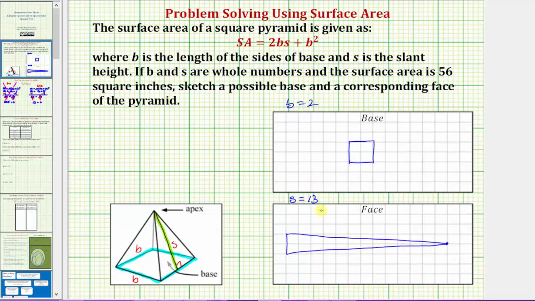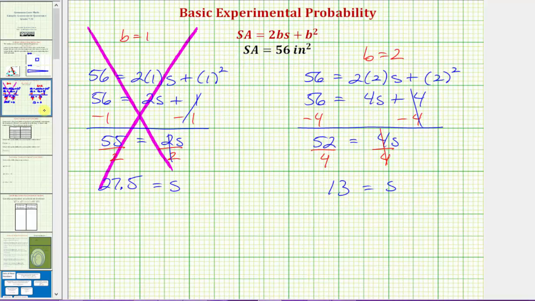This is only one possible solution. While we're here, let's see if we can find a second possible solution. So we already tried b equals 1 and b equals 2. Let's try b equals 3.